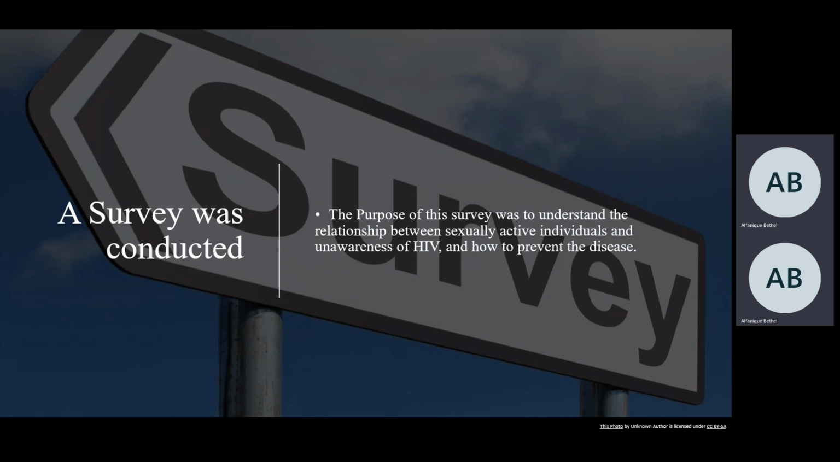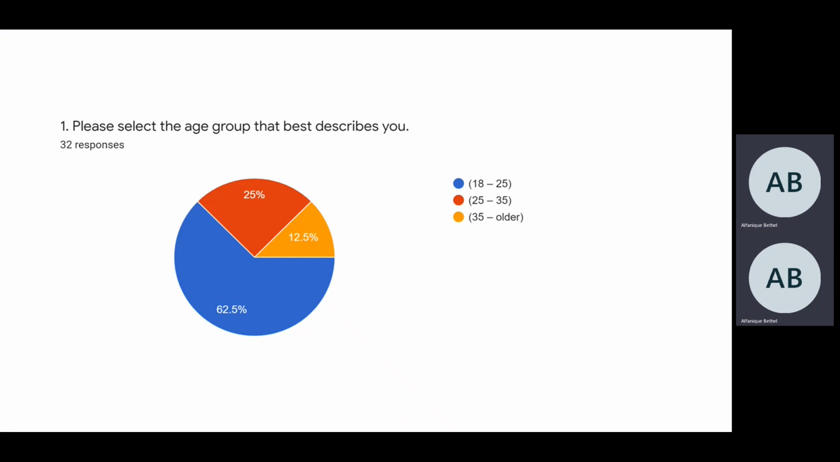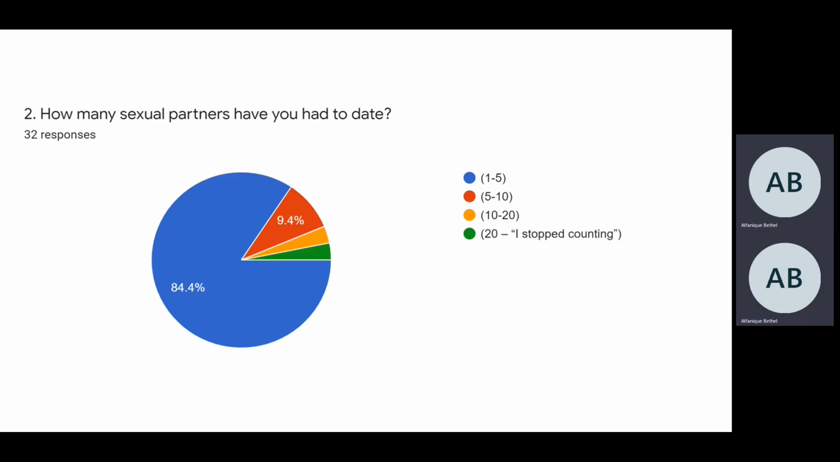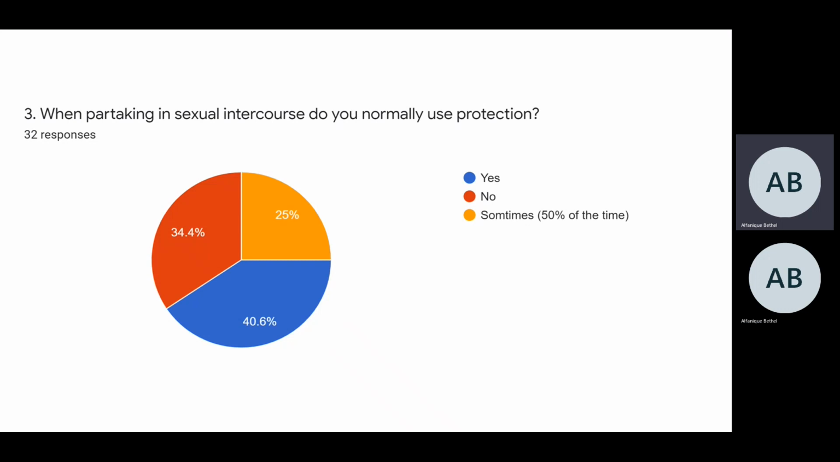A survey was conducted. The purpose for the survey was to understand the relationship between sexually active individuals and unawareness of HIV and how to prevent the disease. 62.5% were mainly 18 through 25 years old. 84.4% had a sexual partner between 1 and 5. 40.6% always used protection, 25% used protection sometimes, and 34.4% used protection no time.